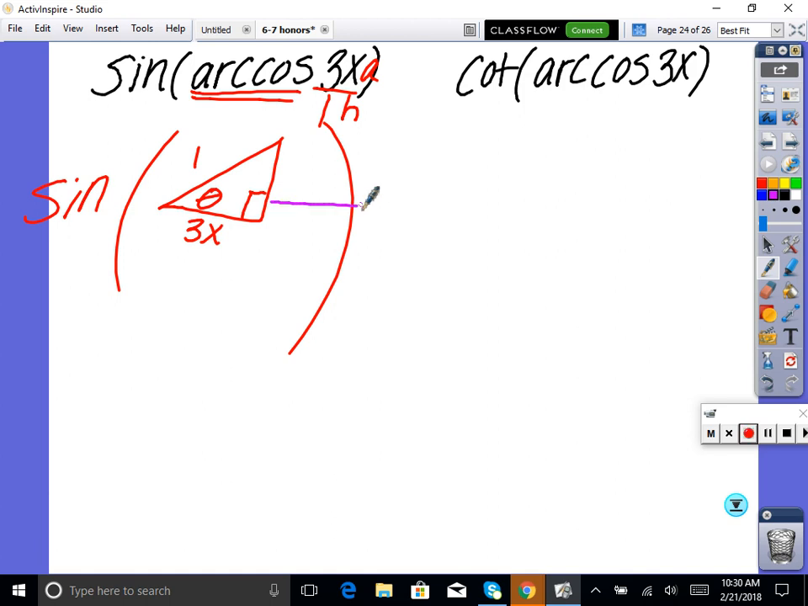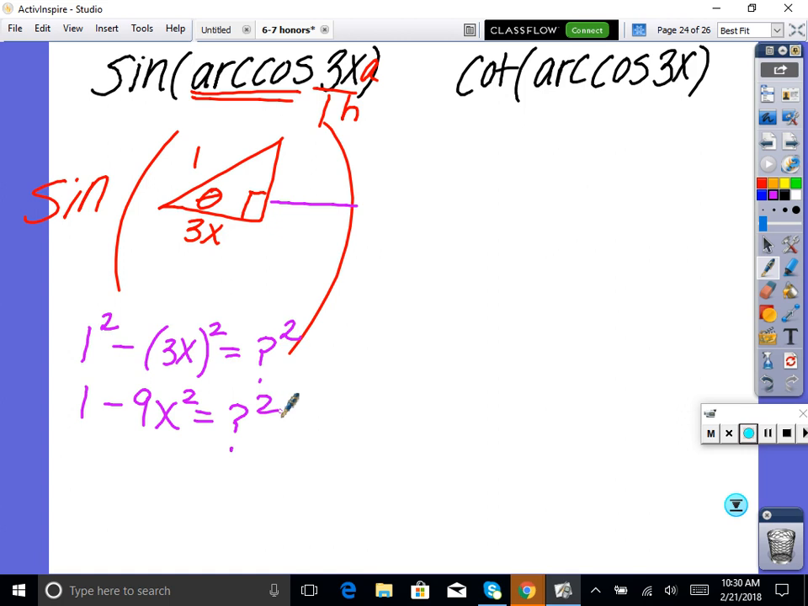Guys, we gotta just roll with it. We know how to find that side. Just because there's an unknown doesn't mean that algebra is not going to be the same, correct? So the true statement would be 1 squared minus 3x squared equals the other side squared. So now we really have 1 minus 9x squared equals question mark squared, don't we? So then question mark is the square root, correct.